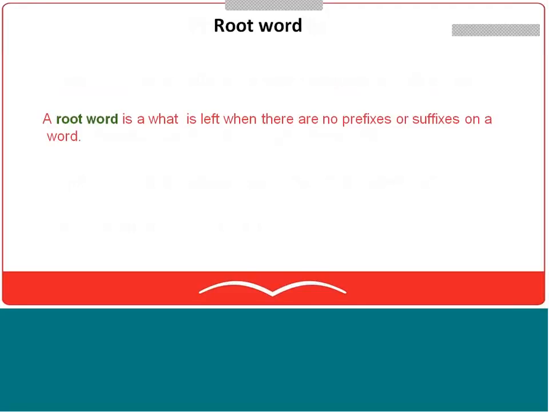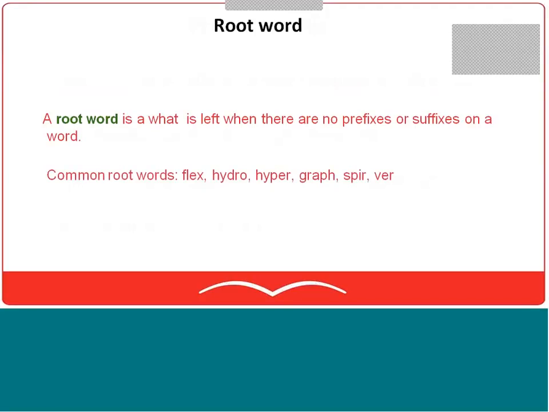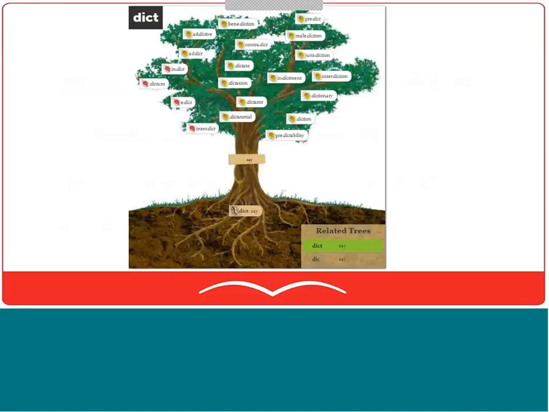A root word is what is left when there are no prefixes and suffixes. Root words usually come from Latin or Greek, and they have a meaning of their own. Let's look at a common root word, dict. Dict means to say. Knowing the meaning of this one root will help us understand the meanings of all these words.